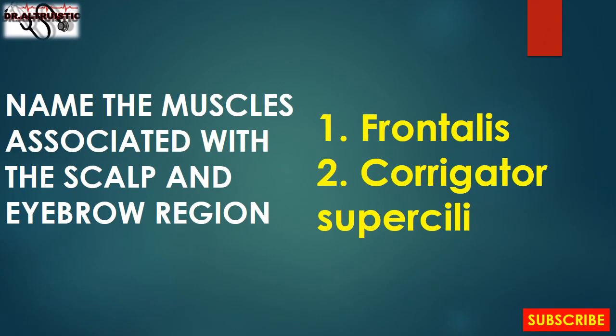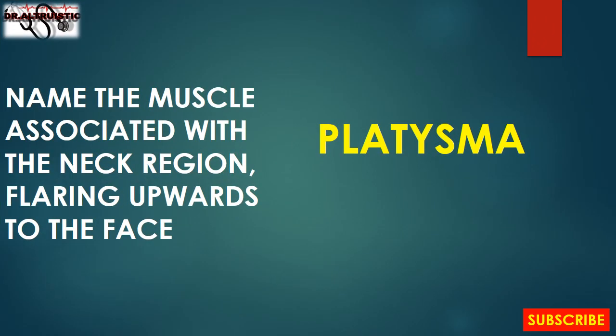Name the muscles associated with the scalp and eyebrow region. 1. Frontalis. 2. Corrugator supercilii. Name the muscle associated with the neck region, flaring upwards to the face. Platysma.